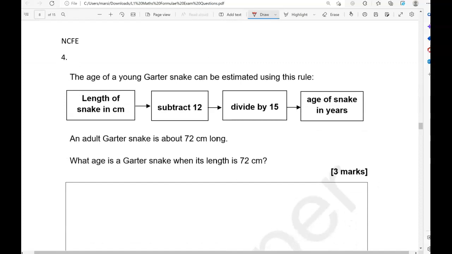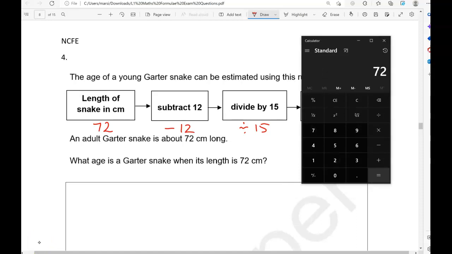The age of a young garter snake can be estimated using this rule. Length of snake in centimeters, subtract 12, divide by 15, gives us the age of snake in years. An adult garter snake is about 72 centimeters long. What age is a garter snake when its length is 72 centimeters? So length of snake in centimeters is 72. We're going to take away 12, divide the answer by 15, and that should give us the age of snake in years.